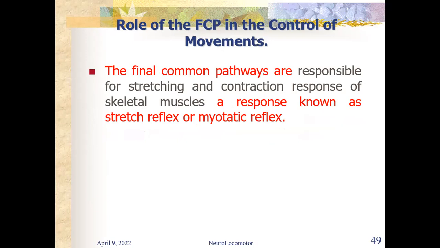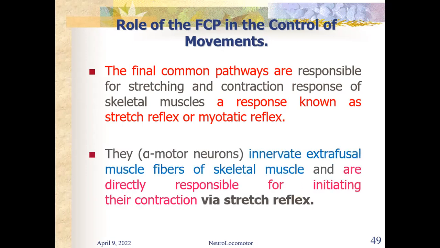So the final common pathways are the ones responsible because they are the final. All the inputs coming from the upper motor neuron, coming from the motor cortex, will terminate on the final common pathway, which are the alpha motor neurons. And these alpha motor neurons are the ones responsible for stretch reflexes or myotatic reflexes.